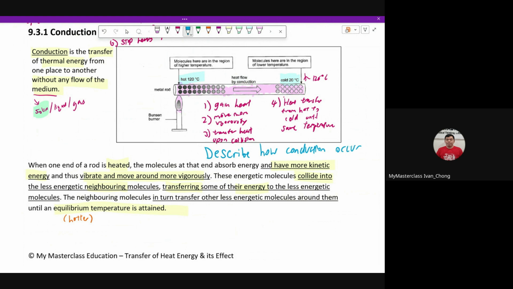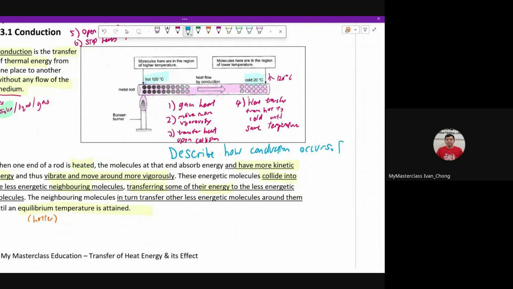Okay, so this one, most of the time, will be a 2 to 3 mark question when they ask you to describe how conduction takes place. So there are 4 points to take note of to get your 2 to 3 marks: gain heat, move more vigorously, transfer heat upon collision, heat transfer from hot to cold until same temperature.